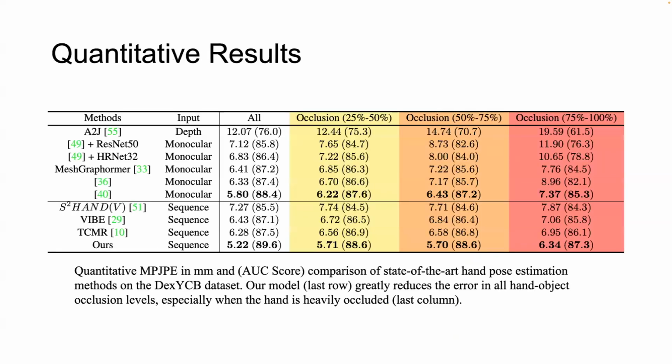With the proposed Deformer framework plus the max MSE loss, we achieve SOTA results on the DEX-YCB and HO3D datasets. We also partitioned the DEX-YCB test set into 3 categories based on the hand object occlusion level, which is determined by the percentage of the hand occluded by the object. The table here shows our method greatly reduces the errors in all hand object occlusion levels, especially when the hand is heavily occluded.